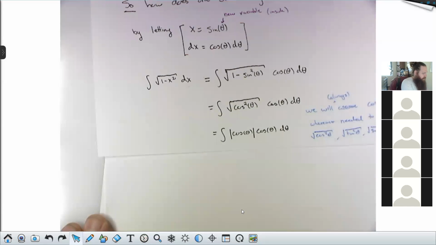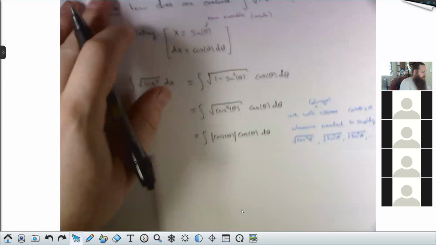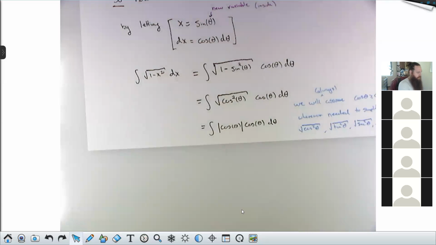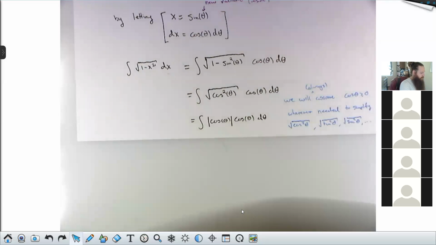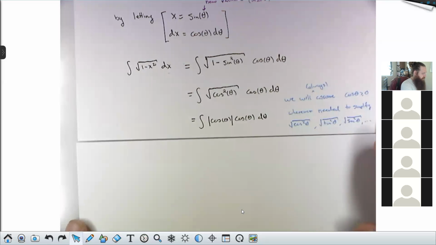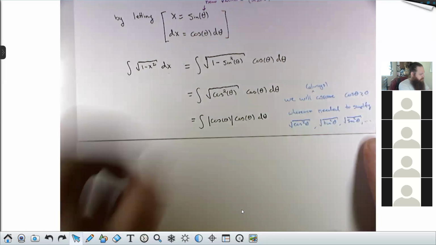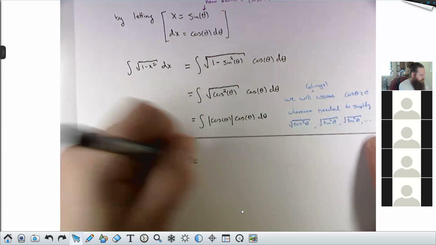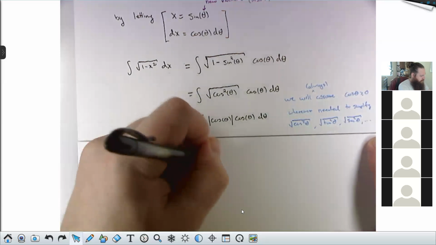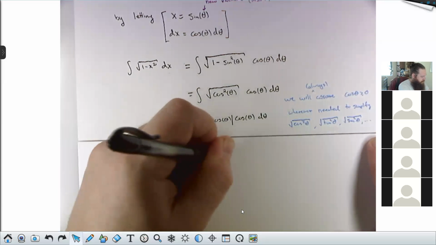Now I claim that things really have gotten better. The square root that was giving me so much of a headache is gone. I'm allowed to ignore the absolute values because I said so. Feel free to appeal to authority there. John said we can ignore these.